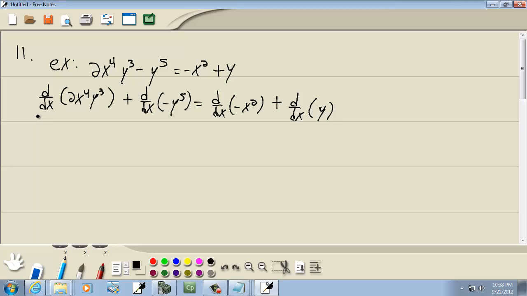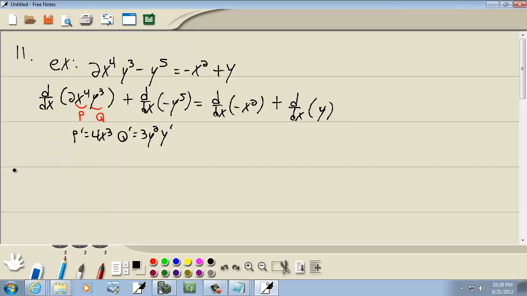Okay, now a 2 I can put out in front, so I'm not going to worry about it. This is the product rule, though. So the x to the fourth is going to be my p, and the y to the third will be my q. Now p prime will be 4x to the third, and q prime, we're taking the derivative just like normal, so this will be 3y squared. But since we're taking a derivative with respect to x, and it's really y, we need to add on a y prime.